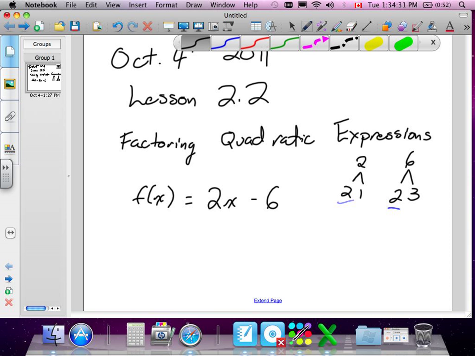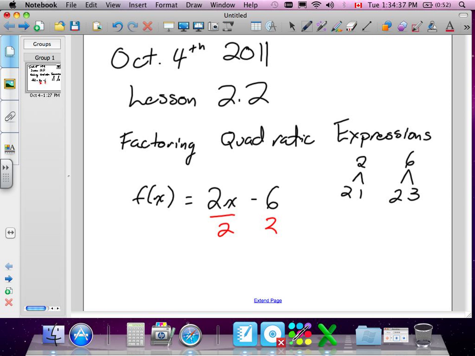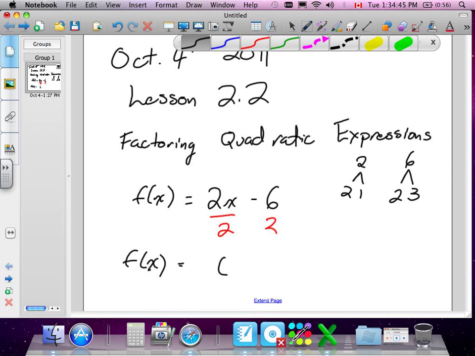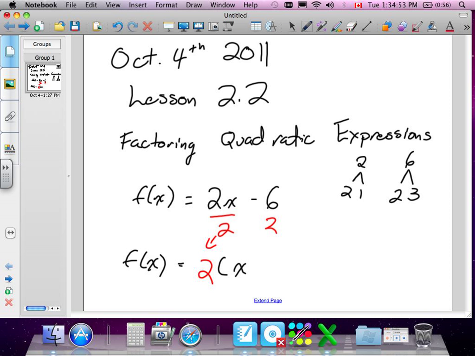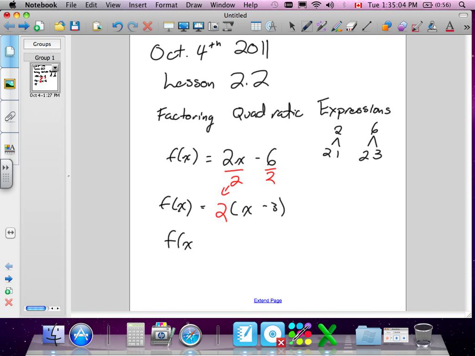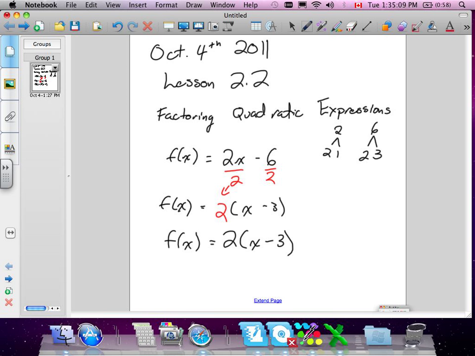What I mean by that is I'll divide both of these terms by the number 2, and that 2 comes to the outside. We encompass the two terms in brackets, and that 2 comes to the outside of the brackets. 2x divided by 2 is x, and let's do a division sign. Sir, we were taught with square brackets. That's fine. Negative 6 divided by 2 is negative 3. So the factored form of this is f(x) = 2(x - 3).